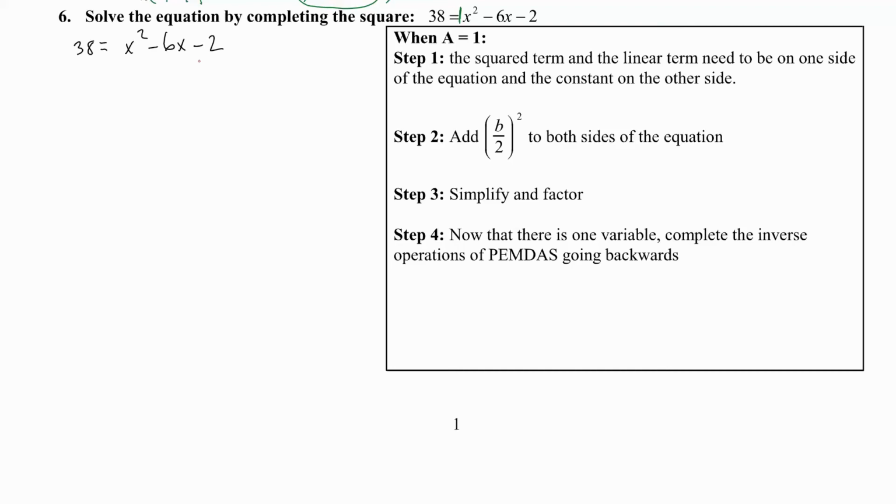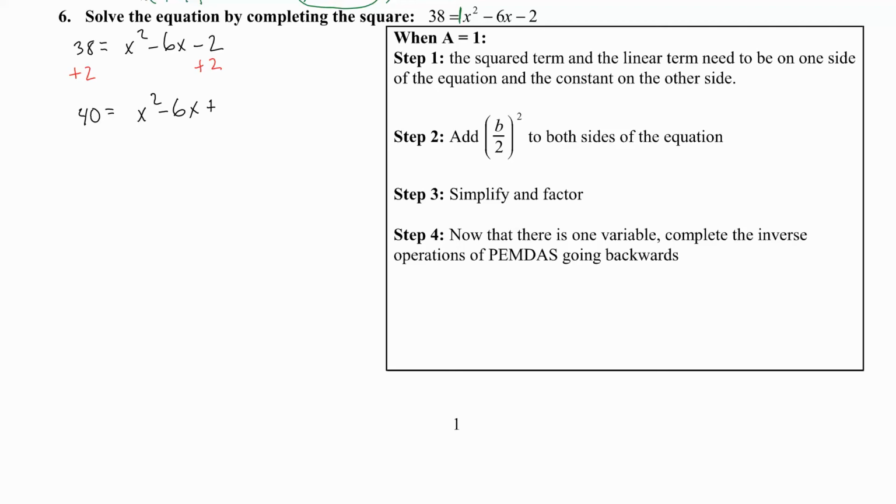So, and then the constants we'll put on one side. Okay, so let's add 2. So we have 40 equals x squared minus 6x. Okay, all right. Now the whole reason we did that is we want to figure out plus what, to force the expression on the right side to be a perfect square trinomial. And that's really that process that we were just talking about.